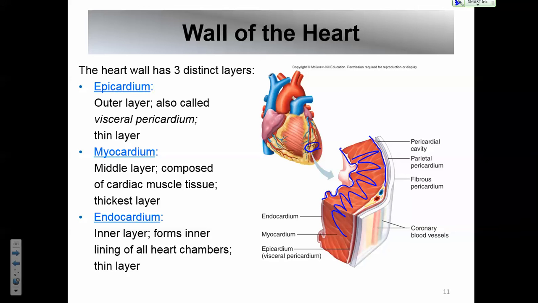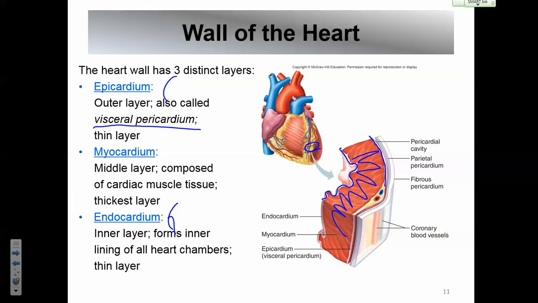But the epicardium, remember, that's the same thing as the visceral pericardium. The epicardium and the visceral pericardium are the same thing. Okay? It's just if we talk about it as a membrane around the heart, it's called visceral pericardium. If we talk about it as a layer in the heart's wall, we sometimes call it epicardium. But they are the same thing. I'm sorry that there are 2 terms for the same thing.